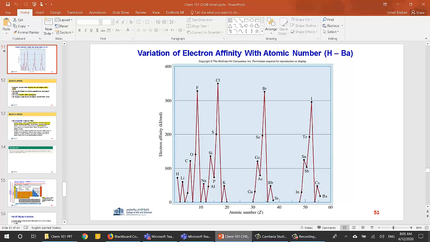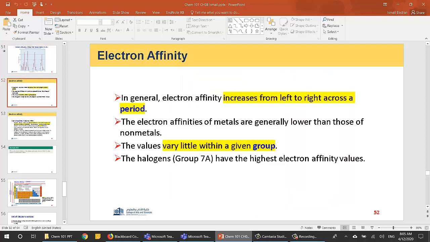This can be explained in a similar way to how we explained it for ionization energy. Because of the electronic configuration for nitrogen, you can draw the electronic configuration for nitrogen and nitrogen minus, and see which one is more stable, and that explains the small hump in the electron affinity trend. As we said, electron affinity increases from left to right, which is reasonable because non-metals would love to have electrons. The electron affinities of metals are generally lower than those of non-metals, the values vary very little within a group, and the halogens have the highest electron affinity.